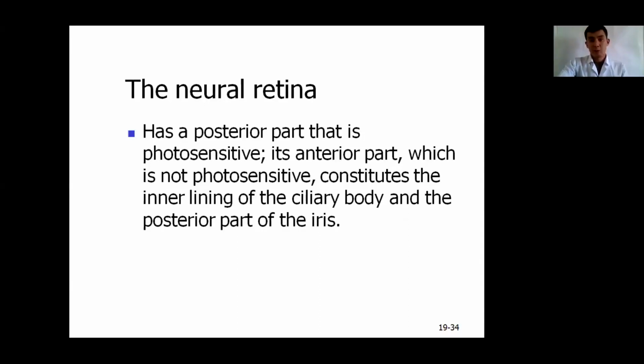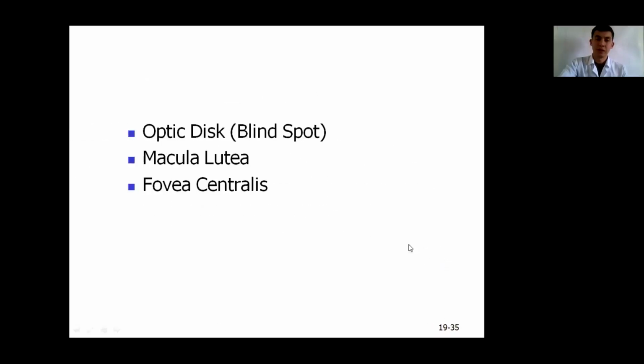The neural retina has a posterior part that is photosensitive and consists of rods and cones. Its anterior part is not photosensitive. The anterior part of the neural retina makes the inner lining of the ciliary body and the posterior part of the iris. The neural retina contains the optic disc, which is also known as the blind spot, the macula lutea, and the fovea centralis.